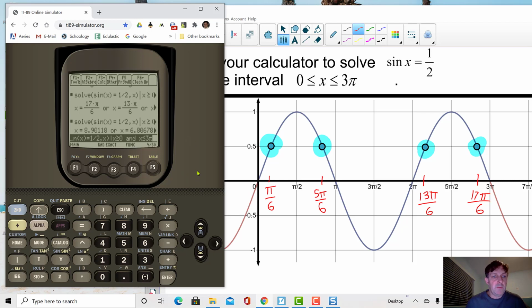If you want to give a decimal approximation, you would just truncate. So you would list the first 3 decimals. So for example, 8.901, and that's it. 6.806, and that's it. And they would also accept if you round it. So you could put 6.807 if you wanted to.